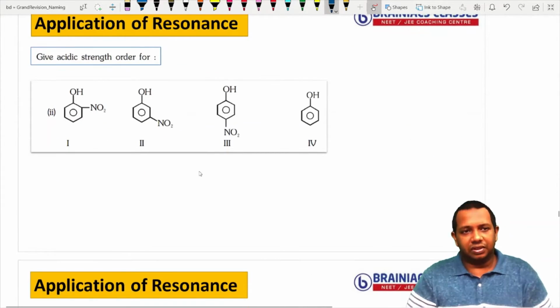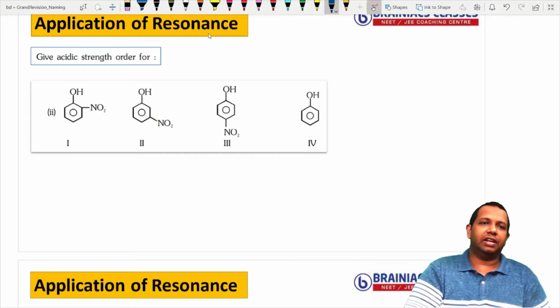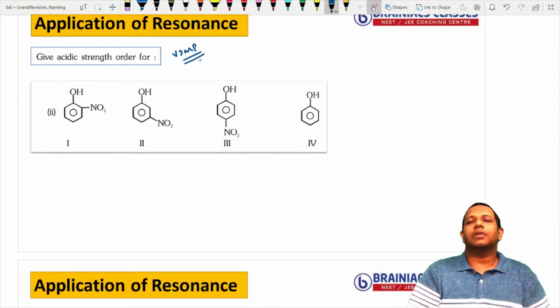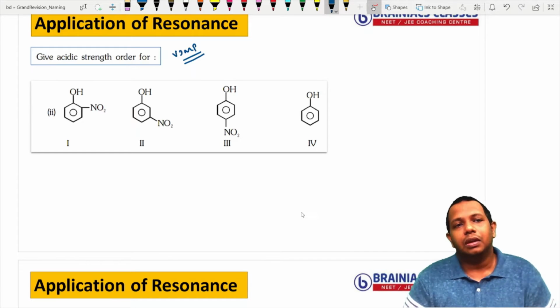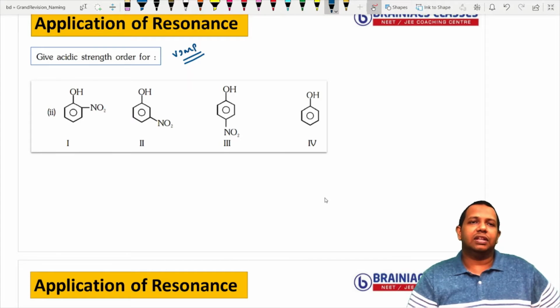So again the question is the same type. Give the acidic strength order for the 4 species given. So this is a very important question. So please mark it as important, because there are some exceptions here. So first of all we will do it in the normal way. Then I will tell why there is an exception.